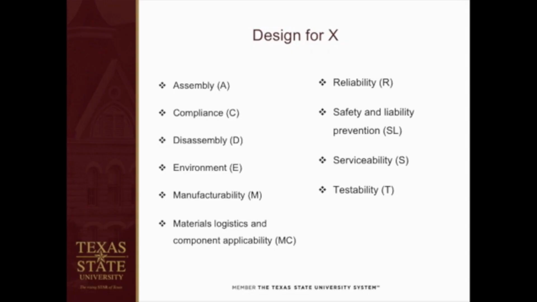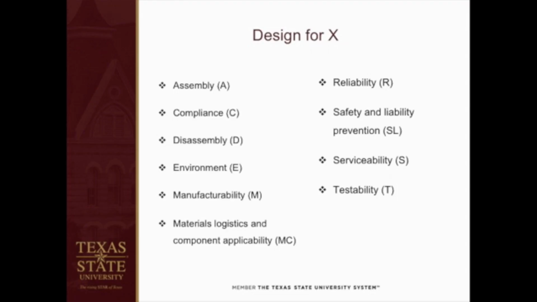Next, we have a concept for design for X. So the word X stands for one of these many things. X can be replaced with A, which means design for assembly, or with E, design for environment, or with M, design for manufacturability. So what's all this stuff, right?